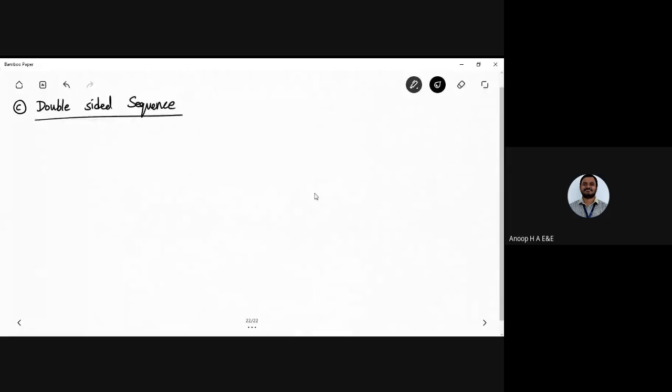Double-sided sequence. Now, how I can draw this double-sided sequence is, I'll be given the positive time exponential sequence and also the negative time exponential sequence. Once I have the positive time exponential sequence as a power n u of n, the signal given would be a power n u of n plus minus b power n u of minus n minus 1.